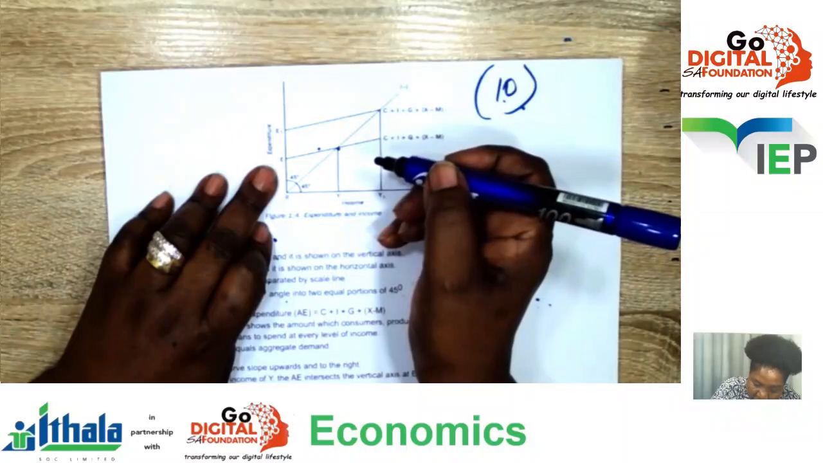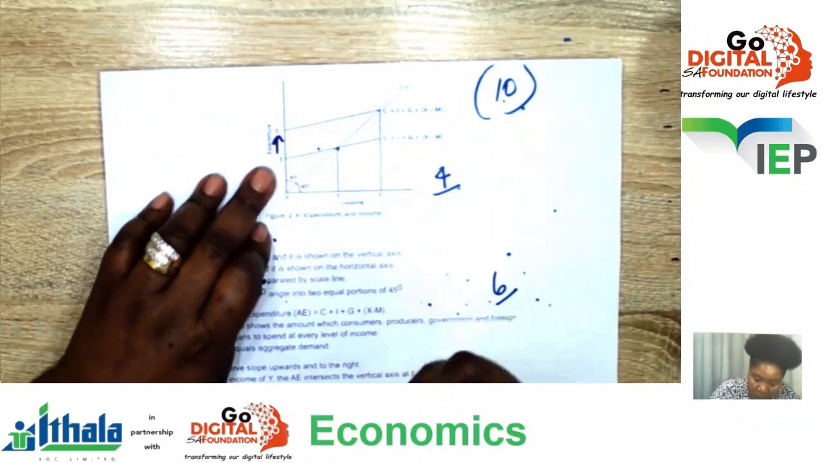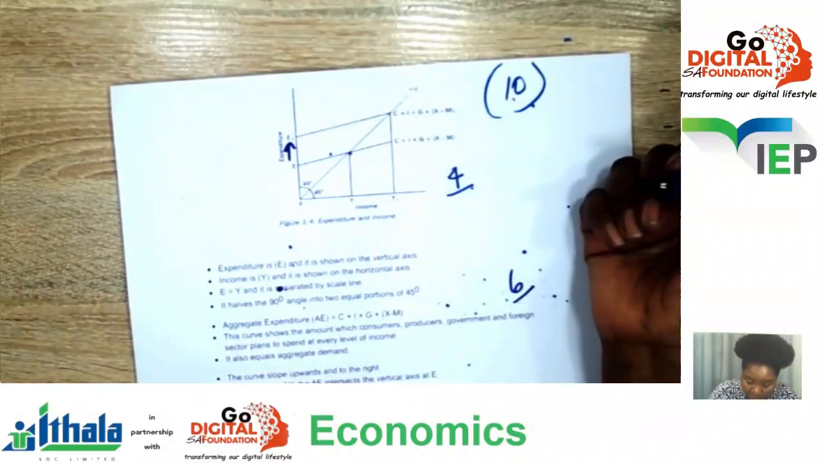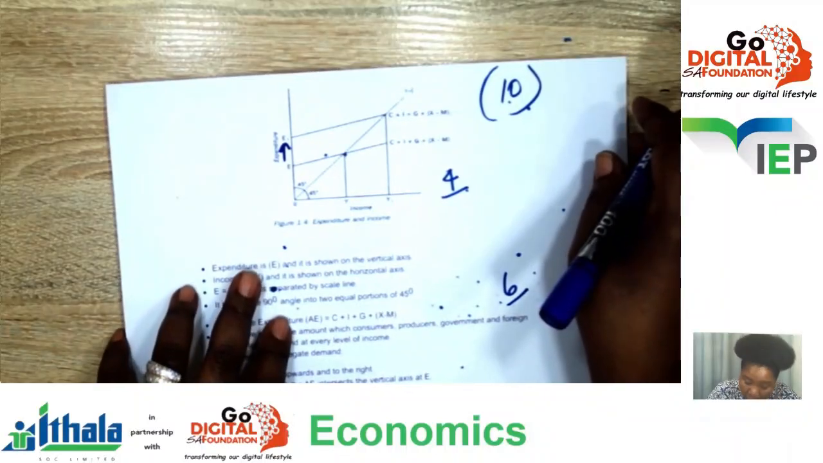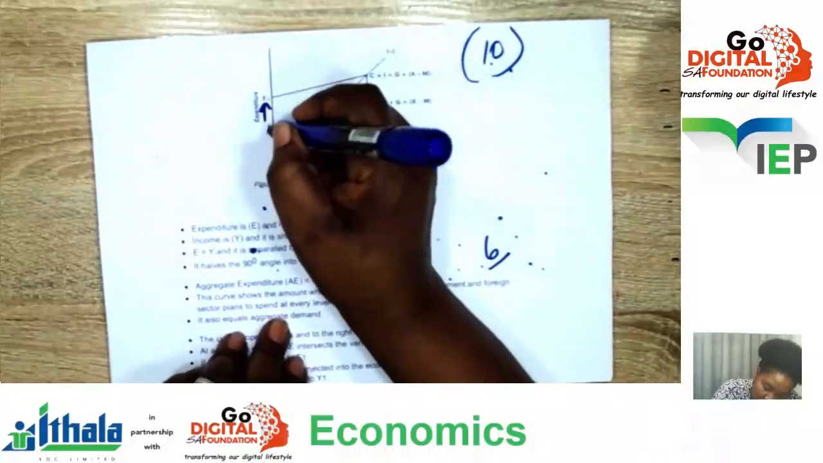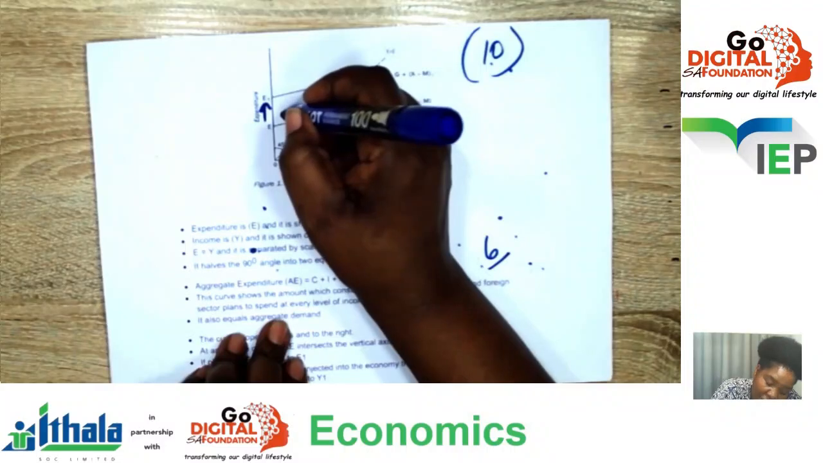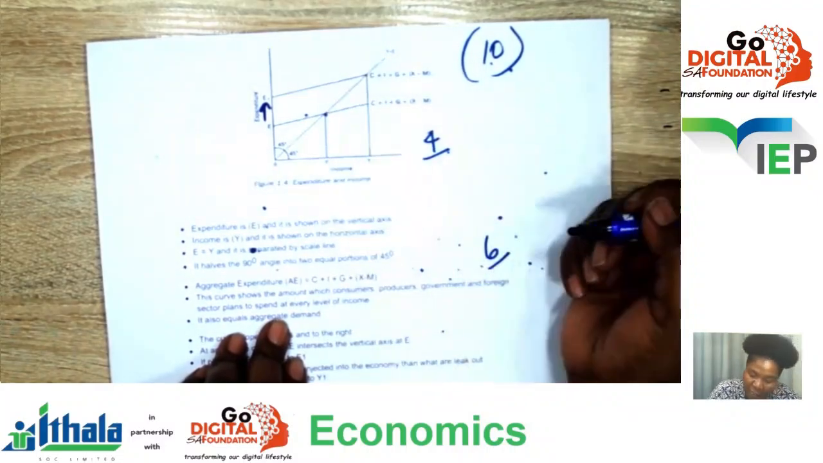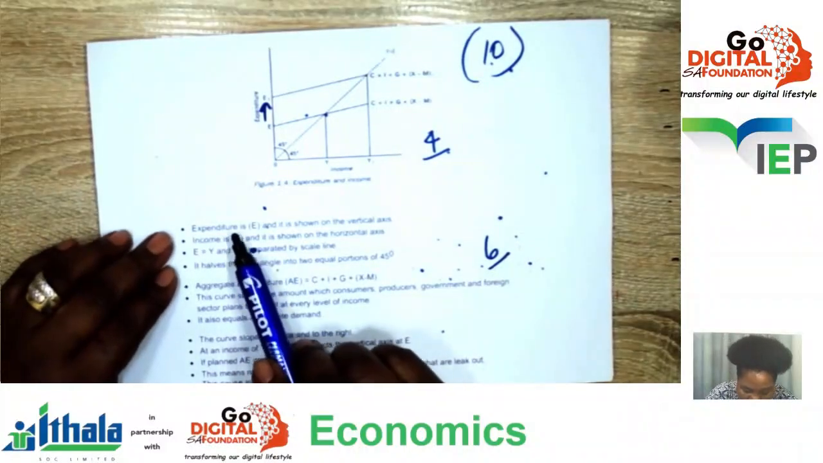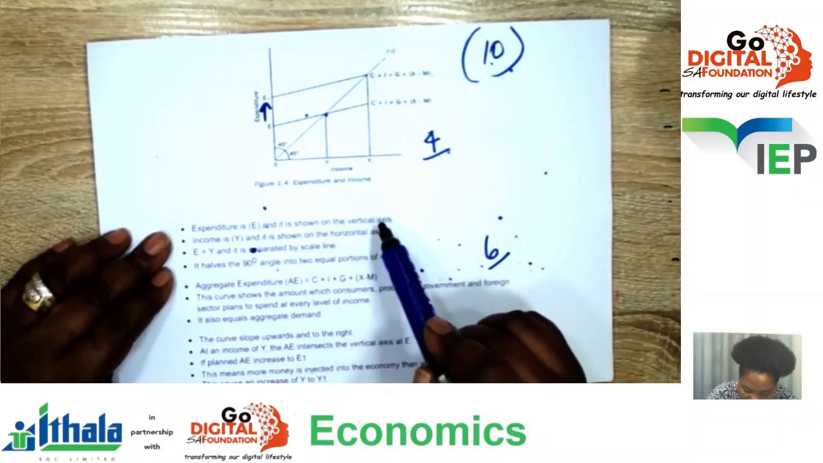What is happening here is the minute they put in more injection, because now they are in business, they want to make more money because it looks like they are making a lot of profit. When this happens from E to E1, it means that there is a shift. There is more money that has been injected in this economy. Look at my explanation. Expenditure is E, and it is shown on the vertical axis.